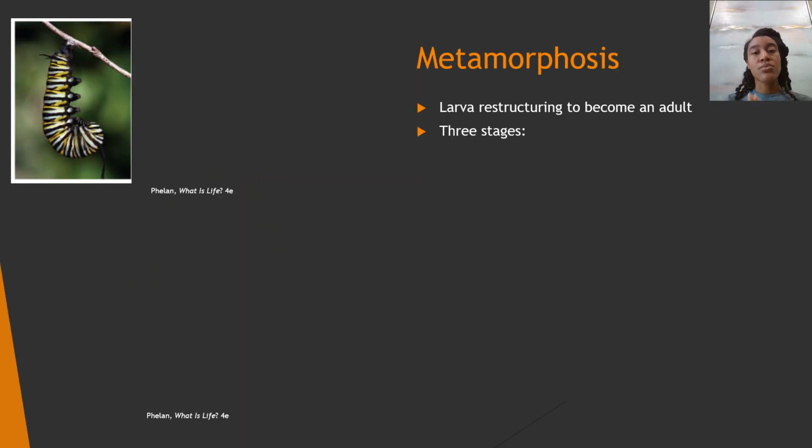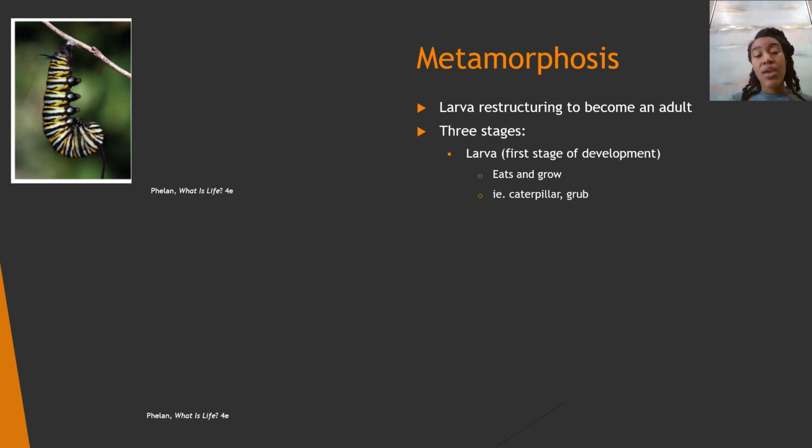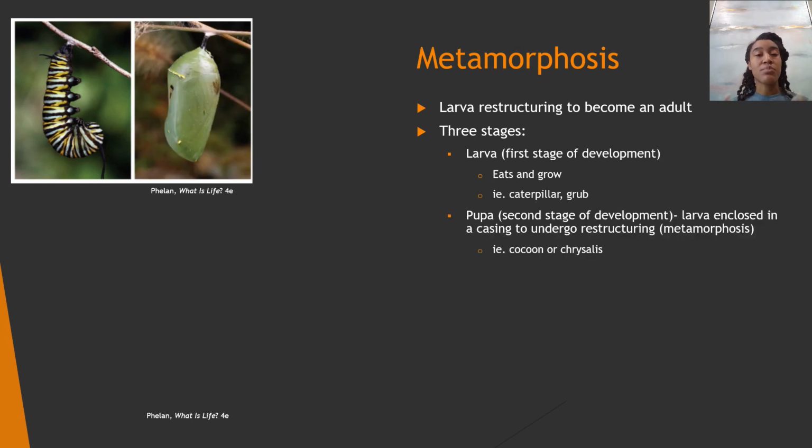Metamorphosis is the process of restructuring an insect larva into its adult form, and it occurs in three major stages. The first stage is the larval form, and so this is usually presented as a caterpillar or a grub. And the responsibility of the larval form is to eat and grow. So they just eat a whole bunch and grow bigger. And then once they've gotten big enough and they've eaten enough and the conditions are right, they will convert to the next stage, which is the pupa form.